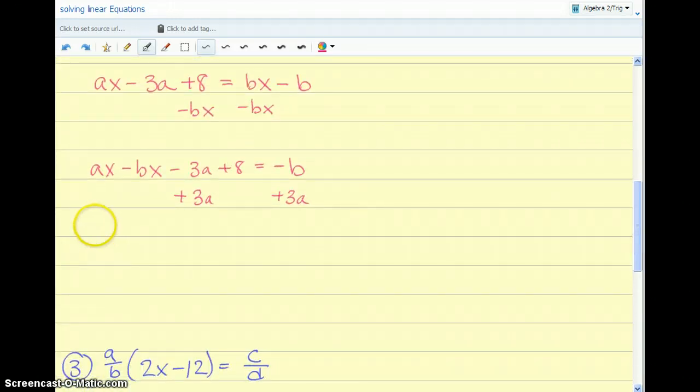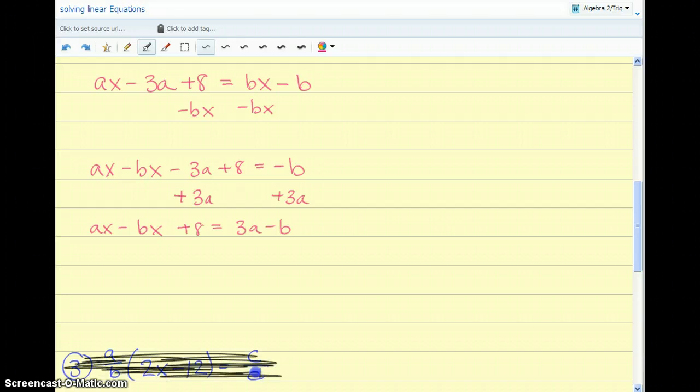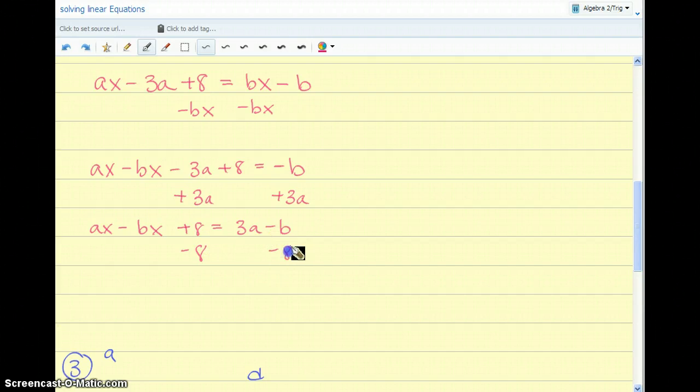So now I have ax minus bx plus 8 equals, and you can put it in any order. You could put the 3a minus b, or you could write it as negative b plus 3a. And now I'm going to subtract 8 from both sides. So now I will have ax minus bx equals 3a minus b minus 8. So your first step again is get all of the variable, in this case x, to the same side just by subtracting and adding usually.